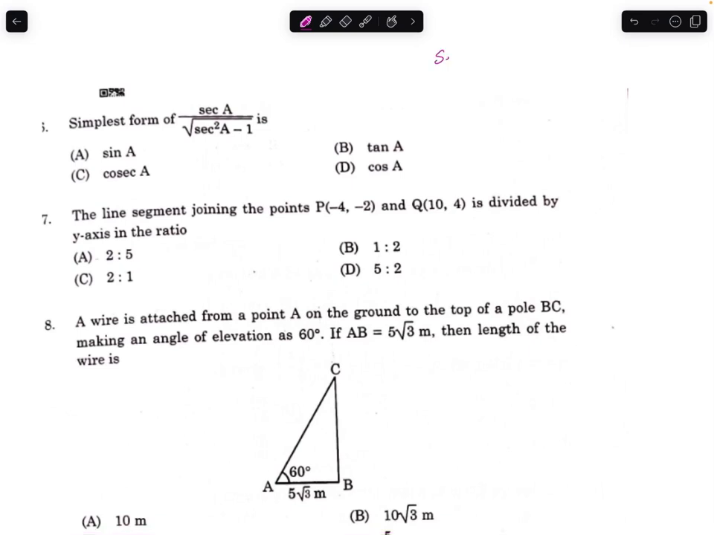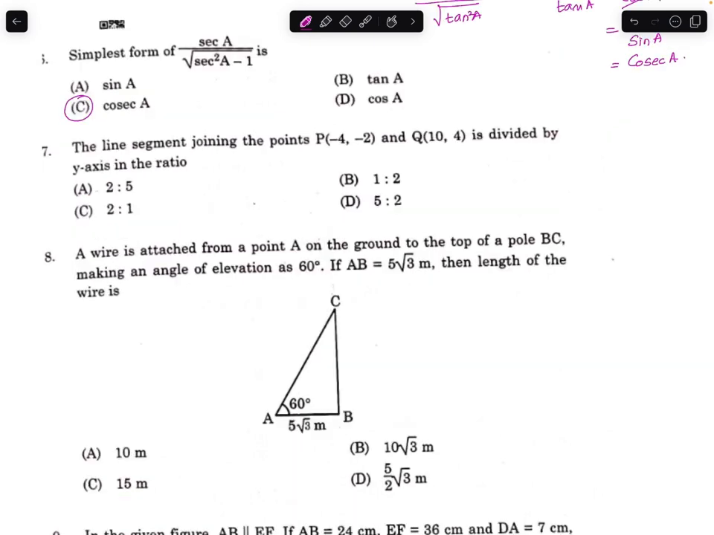Let's retain the numerator as such. Secant square a minus 1 is tan square a. Secant a upon tan a. Secant a can be written as 1 upon cos and tan can be written as sine upon cos. Cos gets cancelled, leaving behind 1 upon sine A, which is nothing but cosecant A. So the answer is option C.